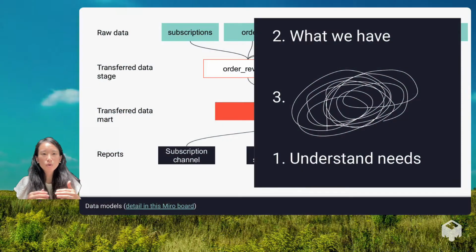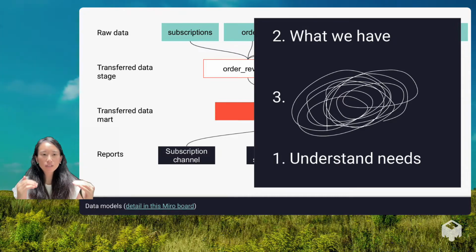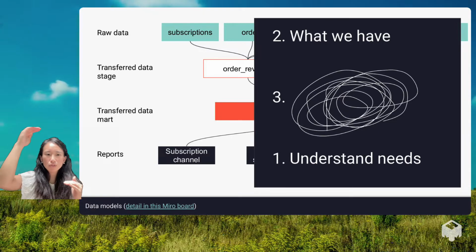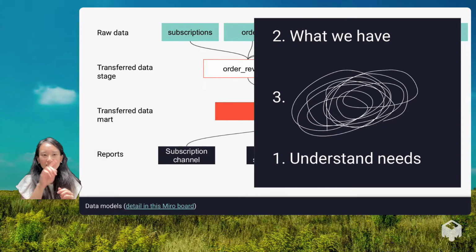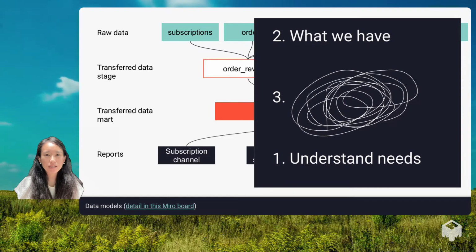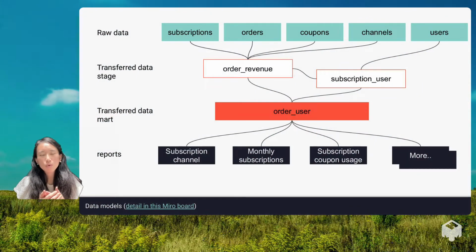So though the data comes from raw, and we transfer it and finally get a report, actually when we are doing this, we need to understand what the report is first, and then we check what the raw data is, and then we go back and forth to clean this mess and decide how we transfer this data. Back to the example, in this subscription business, we want to analyze channel, historical growth, and the coupon usage.